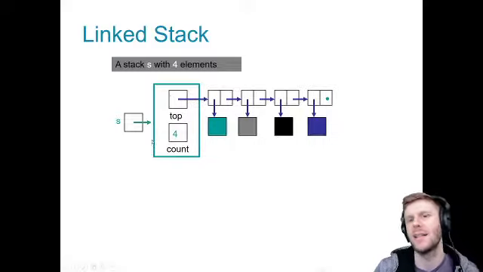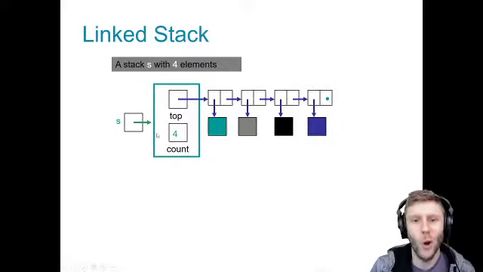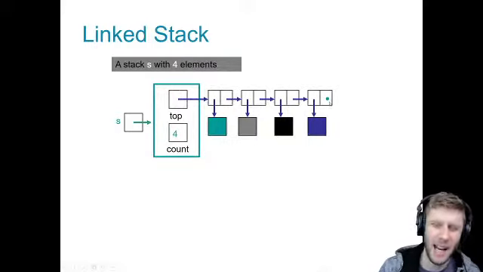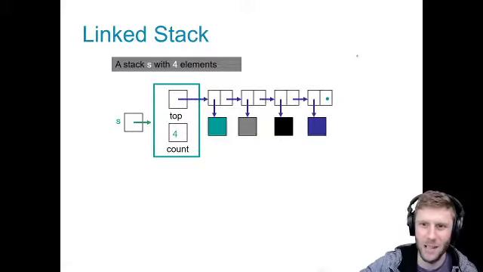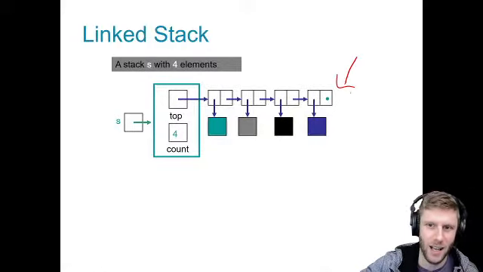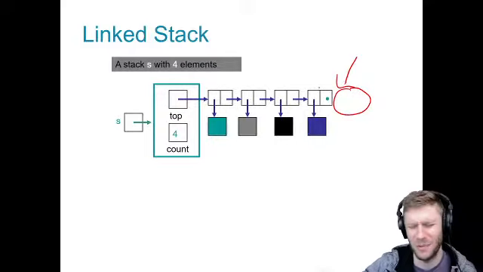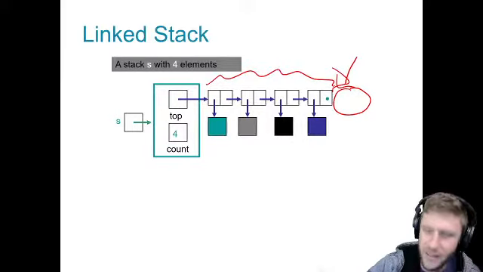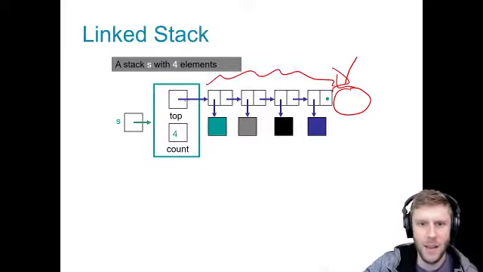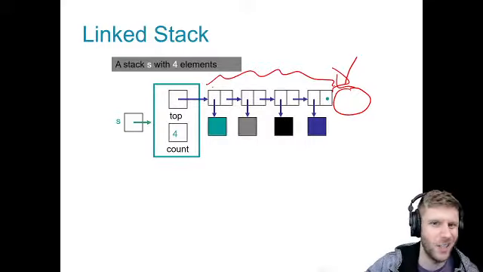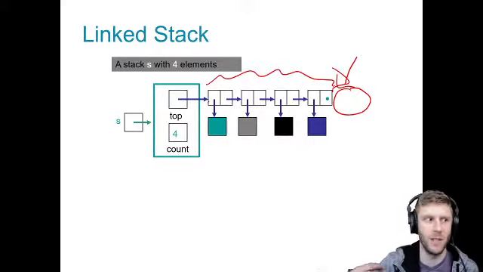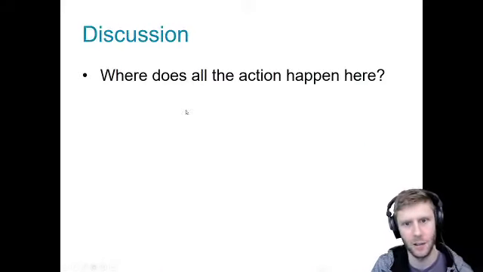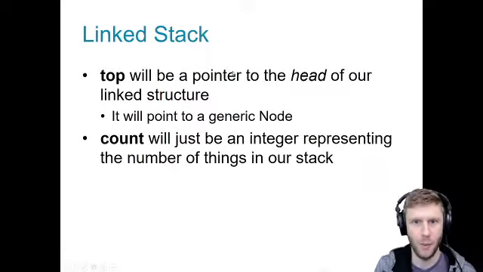It probably makes sense that I could have the top at the end of the list, adding and removing from over here. I could treat this as the top, but that's a really bad implementation. It's a lot of extra work, because we'd have to go all the way down to the end and insert at the end all the time. So let's just make the front the top. Then when we push something, we just insert at the front, and when we pop, we just remove from the front, which is the easier thing to do in a linked structure. So the top will point to the head.